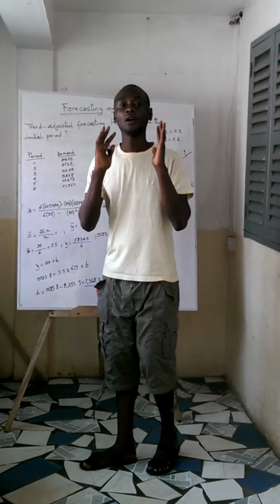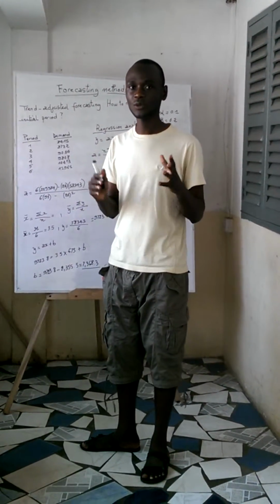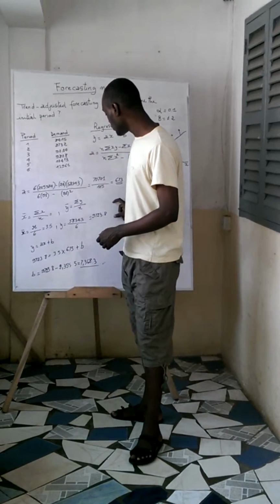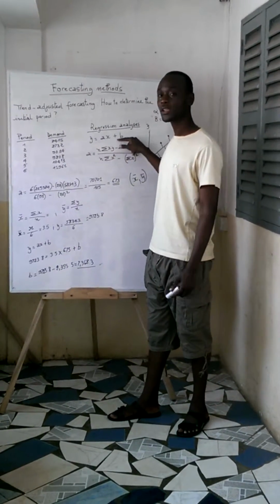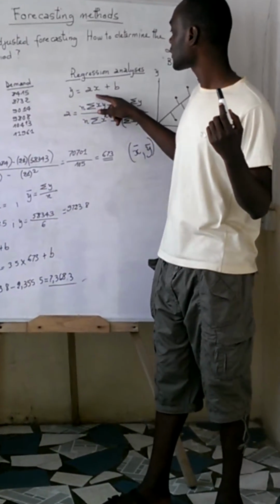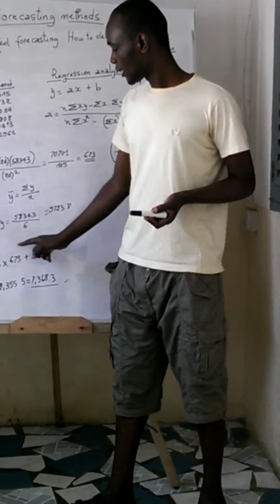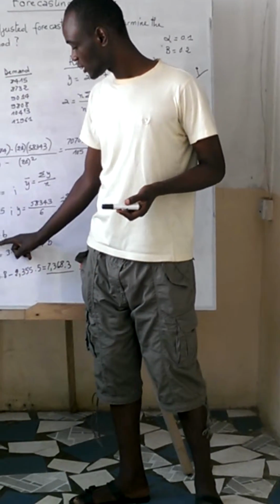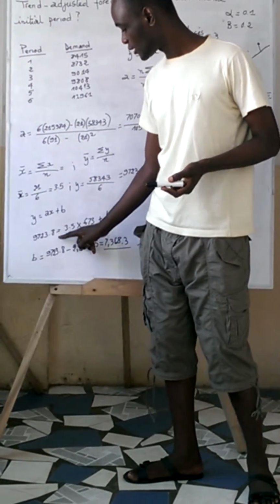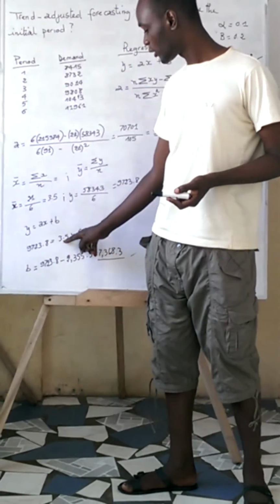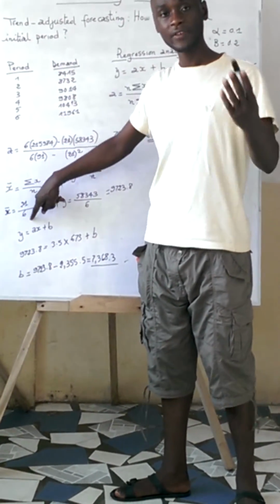Now, we haven't so far determined what the value of B is, but we need to find out what B is. In order to find out what B is, we need to come back to our original formula. As you can see right here, Y is equal to A, the gradient, times X plus B. Now, if we come back to the formula, we can see that this Y represents demand. Okay? So our demand is equal to 3.5.